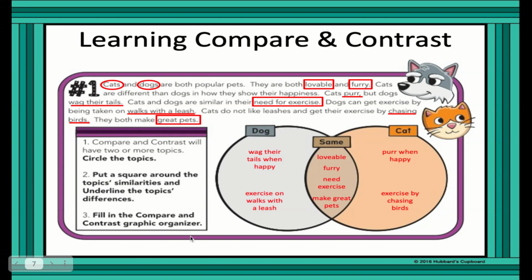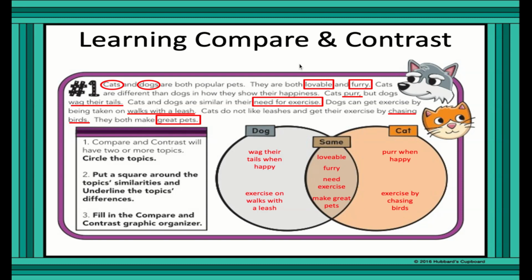So if you look here, a great way to go at any text structure or any paragraph that has the compare and contrast text structure is to follow these ideas. So you're going to find the topics. When you do, you circle them. So you can see we circled cats and dogs because that's the topic we have. Then you're going to put a square around any of the similarities, so anything that they have in common, and underline the differences. This will help you fill out this graphic organizer. What goes with the dog goes here, what you underlined. What goes with the cat goes here, what you underlined. Those are the differences. And then anything that is the same goes in the middle.